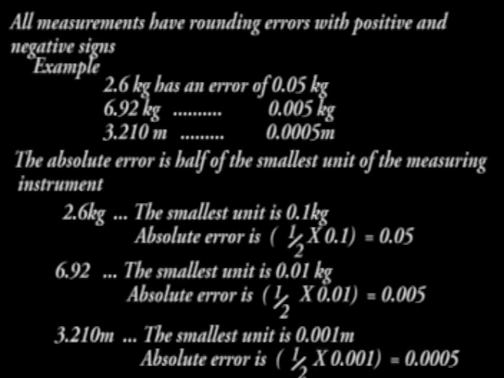6.92, the smallest unit is 0.01. Absolute error is half of that, which is 0.005, and so on.